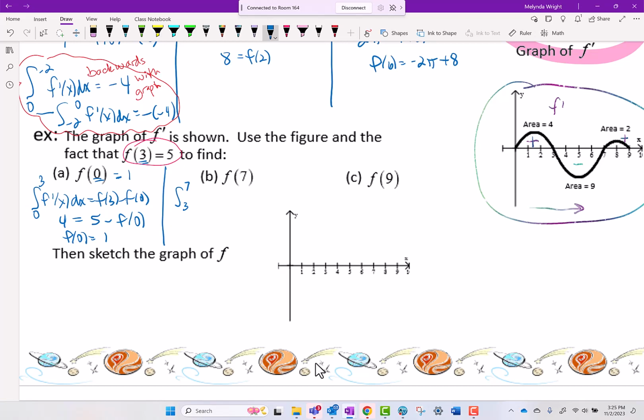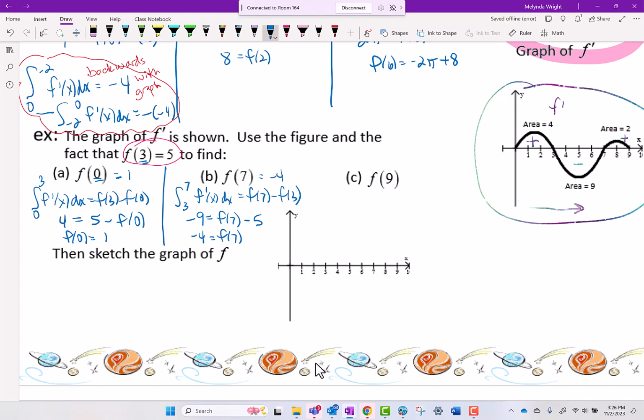We're going from 3 to 7, integrating f prime of x dx, and that gives us f of 7 minus f of 3. Now I'm integrating forward, so am I going to have my area as 9 or negative 9? Negative 9. So negative 9 equals f of 7, which we don't know, minus f of 3, which they told us was 5. So f of 7 is negative 4? Check my arithmetic, is that right? Okay, good.